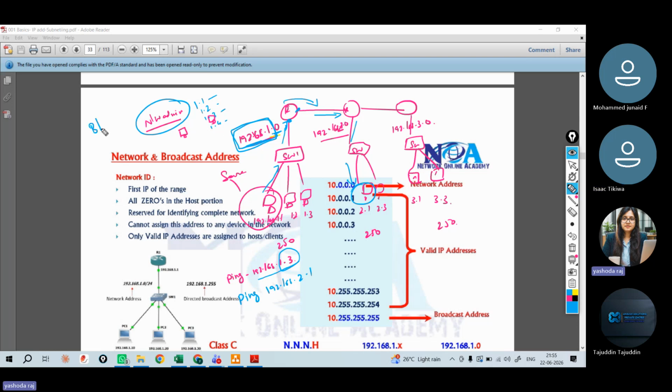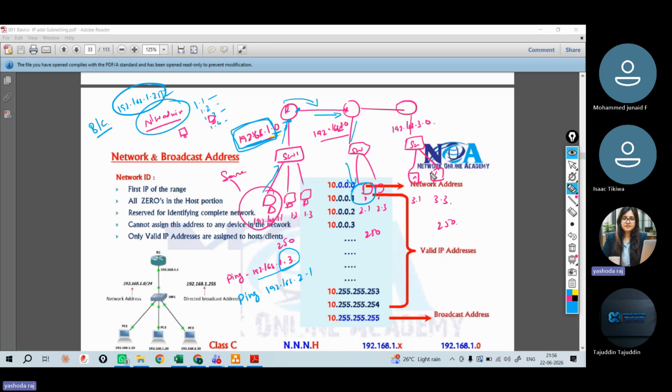Instead of that, he will use the broadcast address 192.168.1.255. He will get replies from the other machines. He will identify which machines are up and which IP addresses have been allocated. All these things he will notice by using the broadcast IP, right?